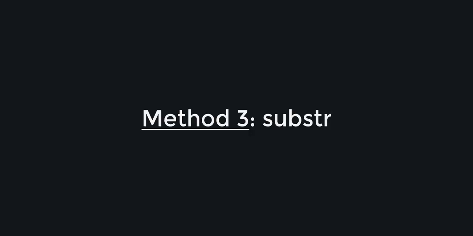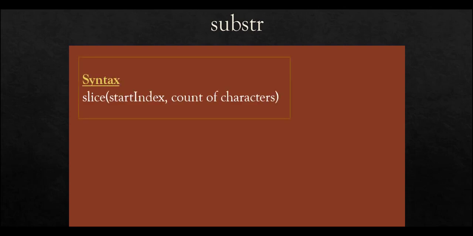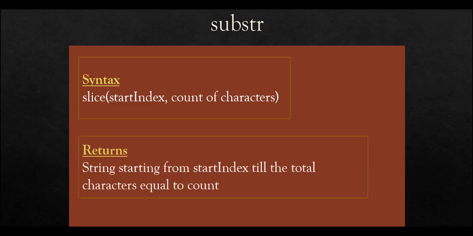This is the third method with which you can extract a substring. It works differently than the previous two methods. Substr function also expects two arguments. First is the start index, but the second one is the count or the total number of characters that you need in the substring. Or you can also say that this is the length of the substring. This is different as compared to the earlier two methods in which the second argument was the index of the last character in the substring.